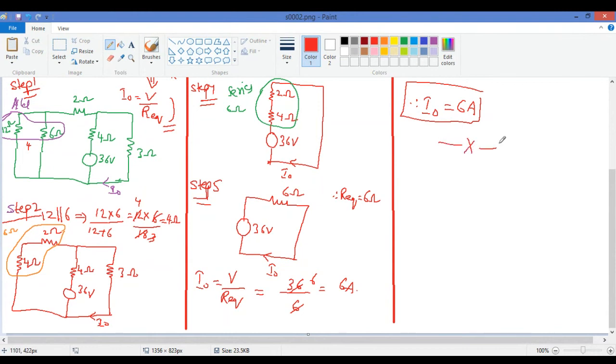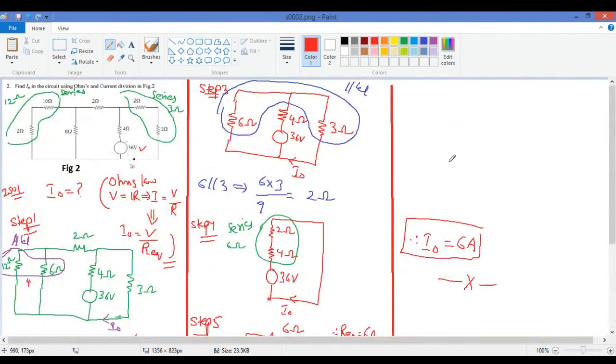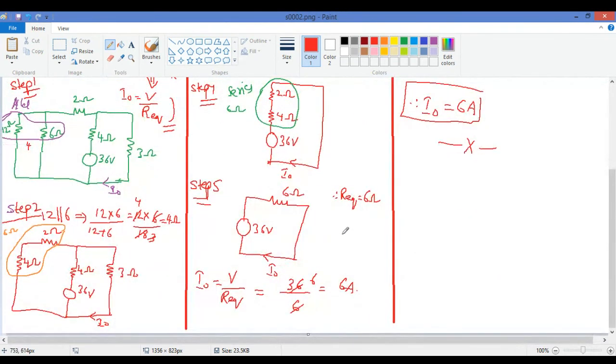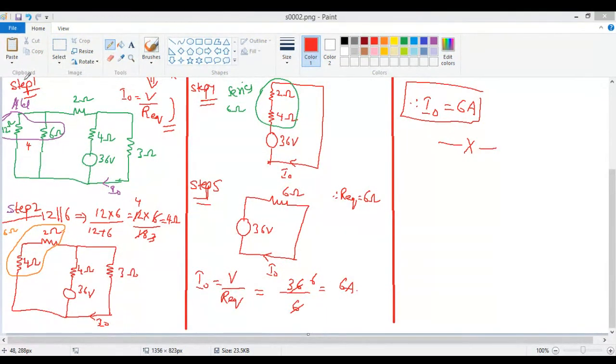So any doubt, any question up to here, all of you? Did you understand this problem? Problem number 2 is understood? Okay. So shall we go for the next problem now? Let's go for problem number 3 now. So for that, I will save it.